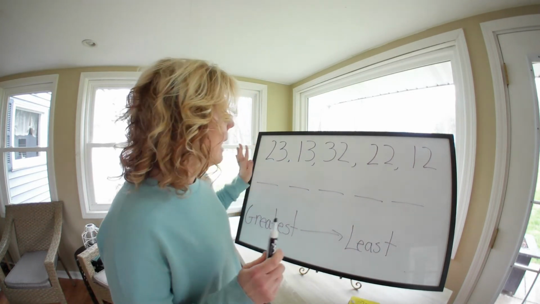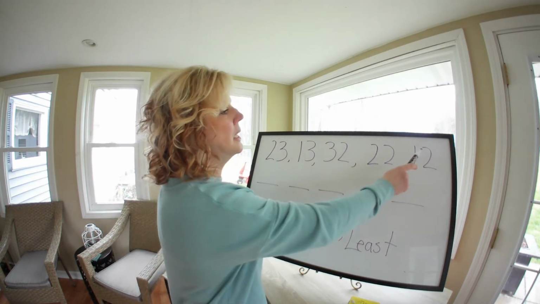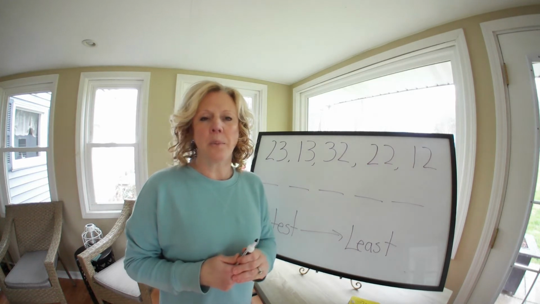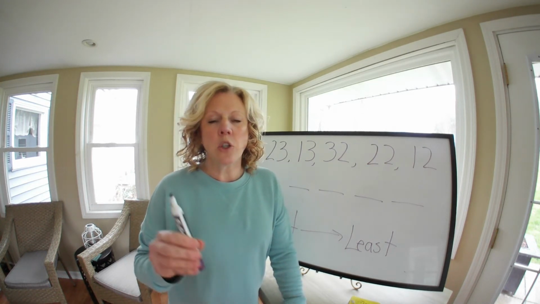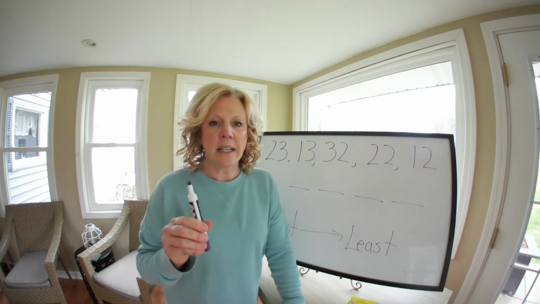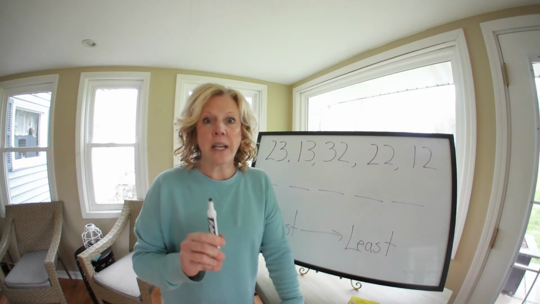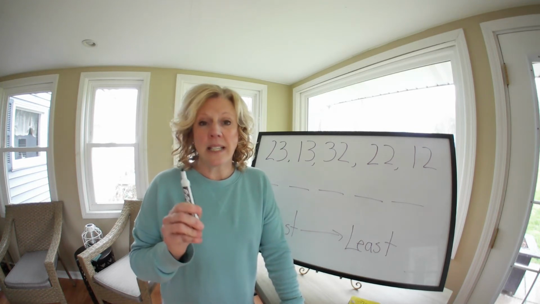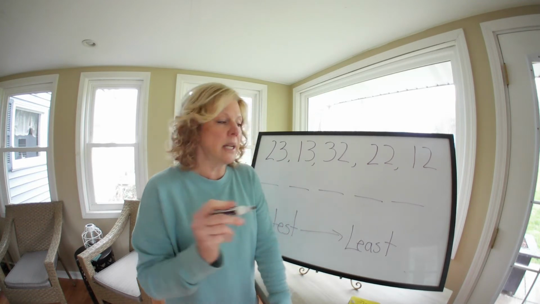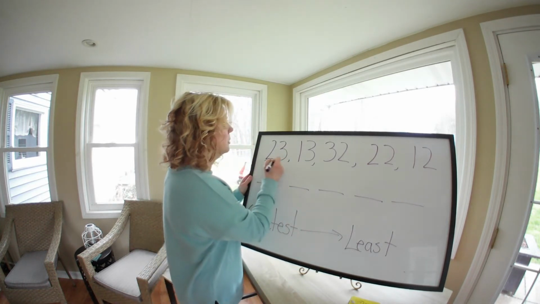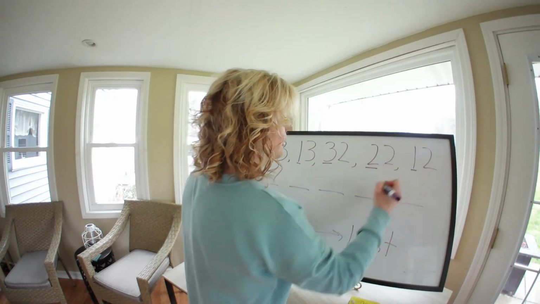Okay, so I have the numbers 23, 13, 32, 22, 12. Now, what do I need to start with if I'm going from the greatest to the least? What do I look at in a number to see if it's the one that's the biggest? That's right. If you said it's the tens place, that's exactly right. So I'm going to put a little line under the tens place for each one of them. So I've got a 2, a 1, a 3, a 2, and then another 1.